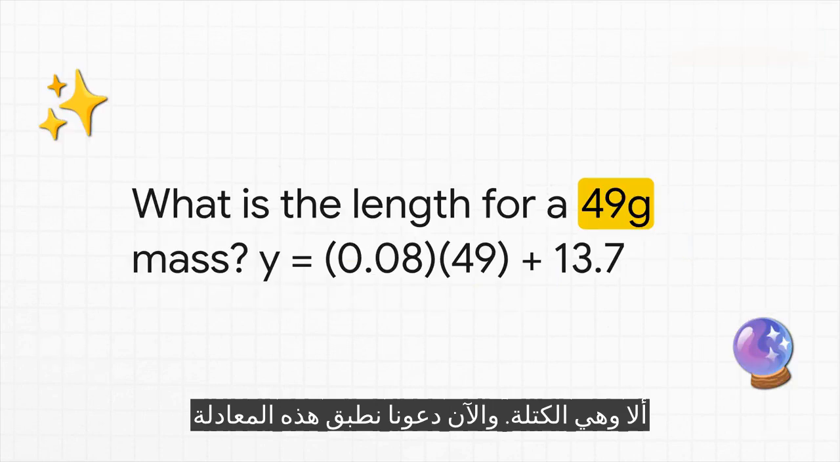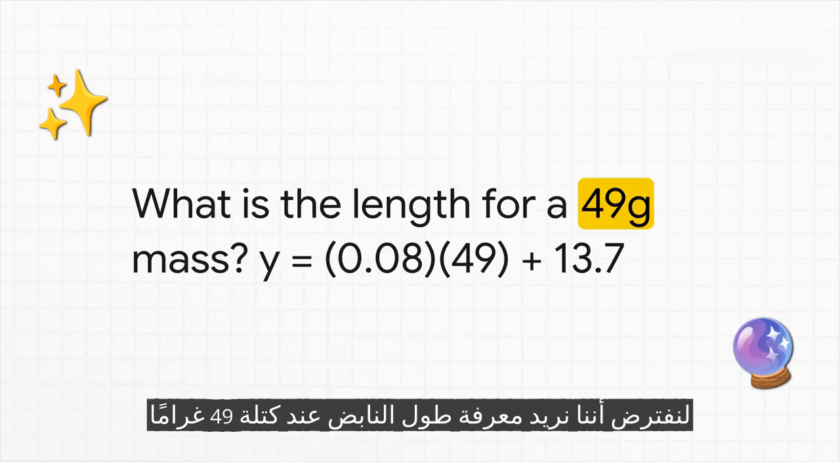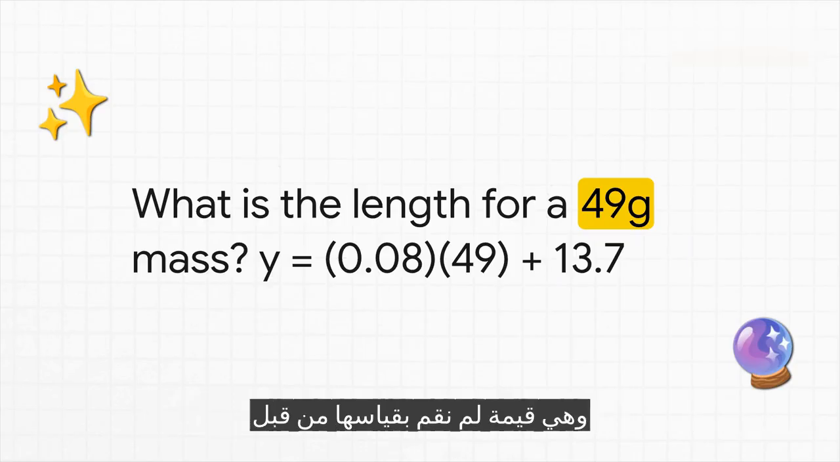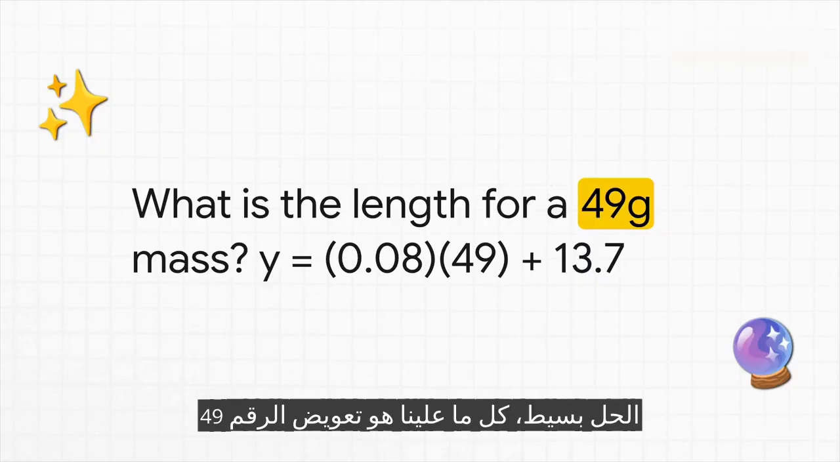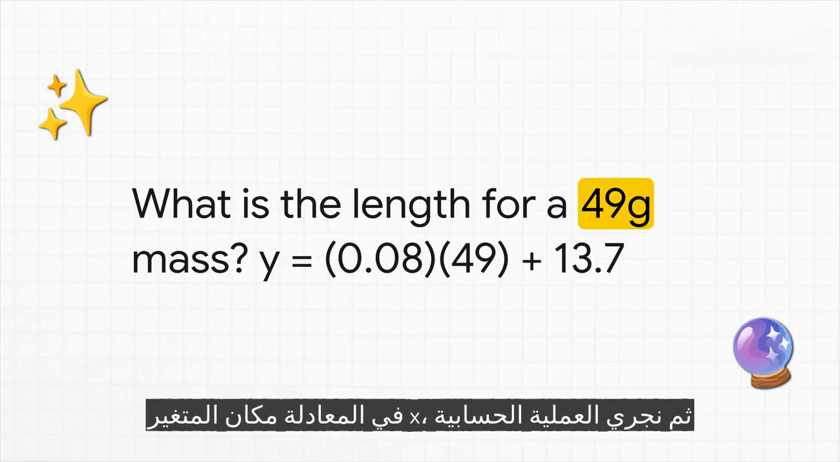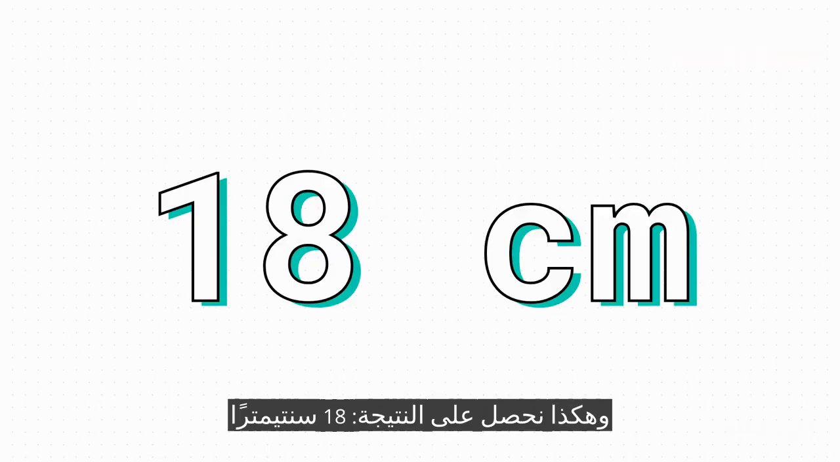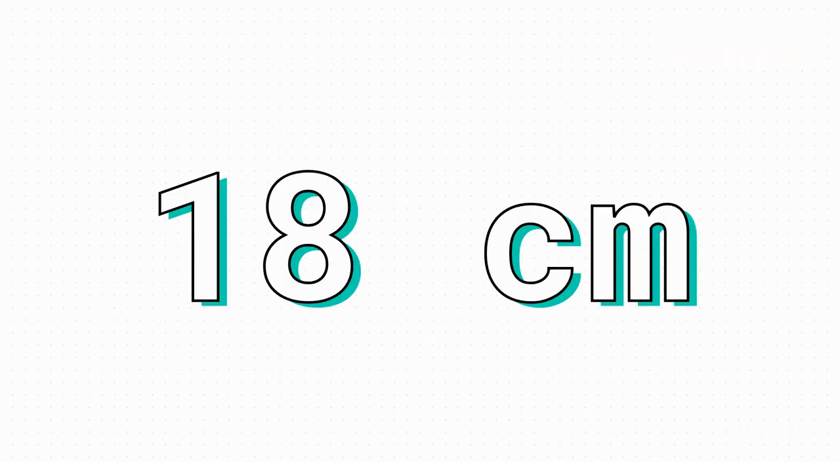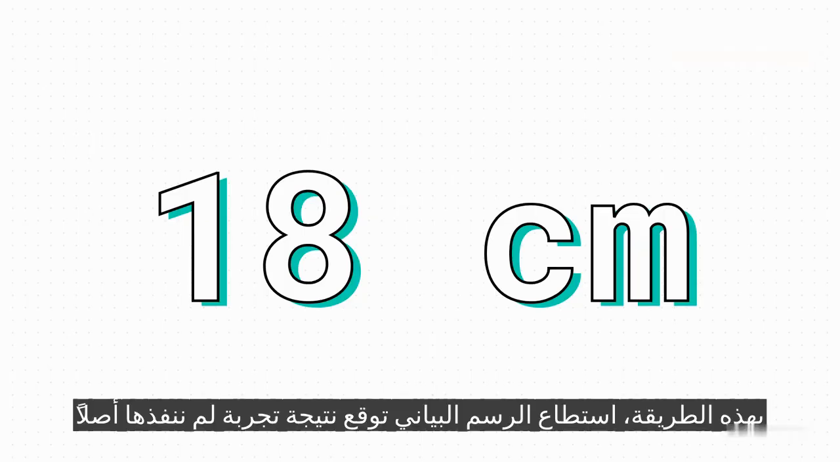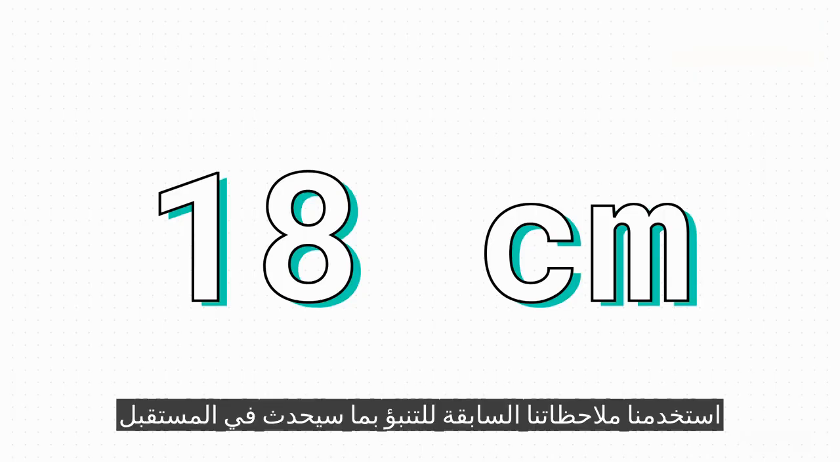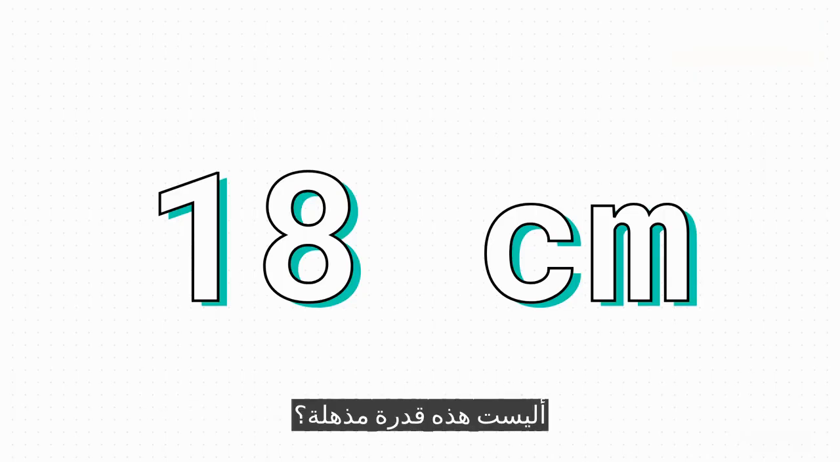So, let's put it to the test. What if we wanted to know the spring's length for a 49-gram mass? That's a value we never even measured. It's simple. We just plug the number 49 into our equation right where the x is, and then we just do the math. And boom, there's our answer, 18 centimeters. Just like that, our graph has predicted the result for an experiment we never even ran. We used what we observed in the past to literally see into the future. I mean, how powerful is that?